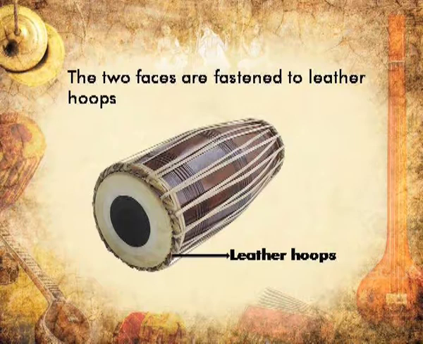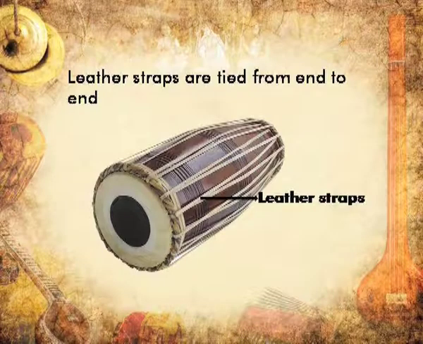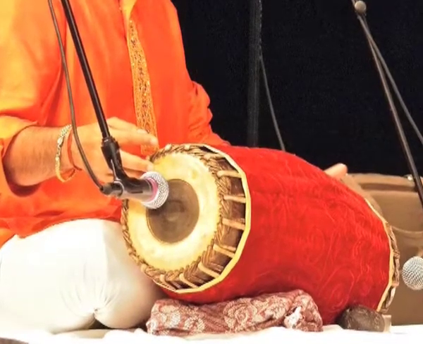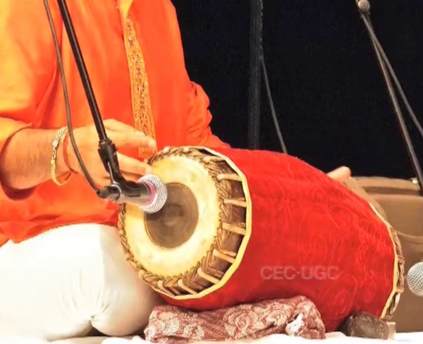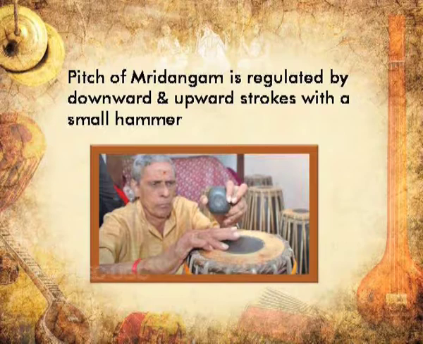The two faces are fastened to leather hoops wherein 16 interspaces are provided. Leather straps are tied from end to end and these straps pass through the interspaces. The right side of the mridangam is tuned to the Adhara Shadja. The pitch of the mridangam is regulated by downward and upward strokes with a small hammer on the hoops at suitable points.